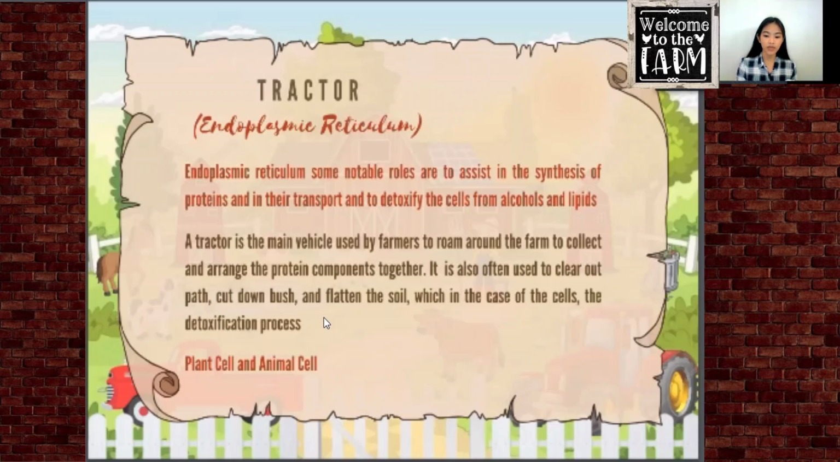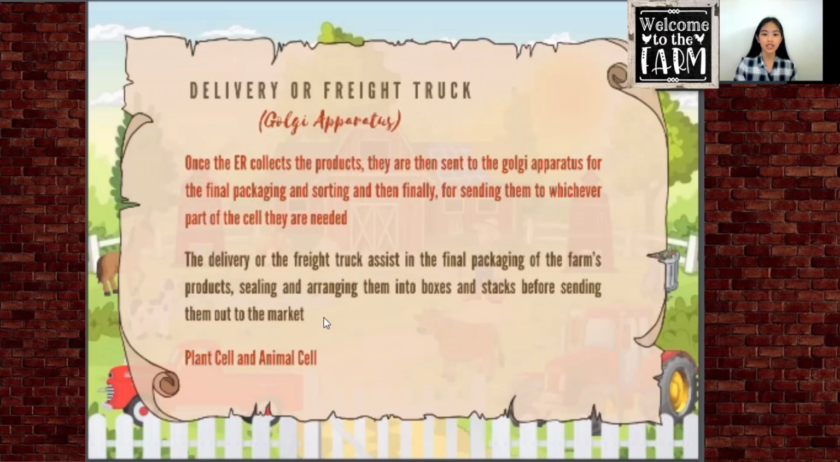Tractors are also often used to clear out paths, cut down bushes, and flatten the soil, which in the case of the cells, is the detoxification process. The endoplasmic reticulum can be seen in plant cells and animal cells. The next one is the delivery truck, which represents the Golgi apparatus.